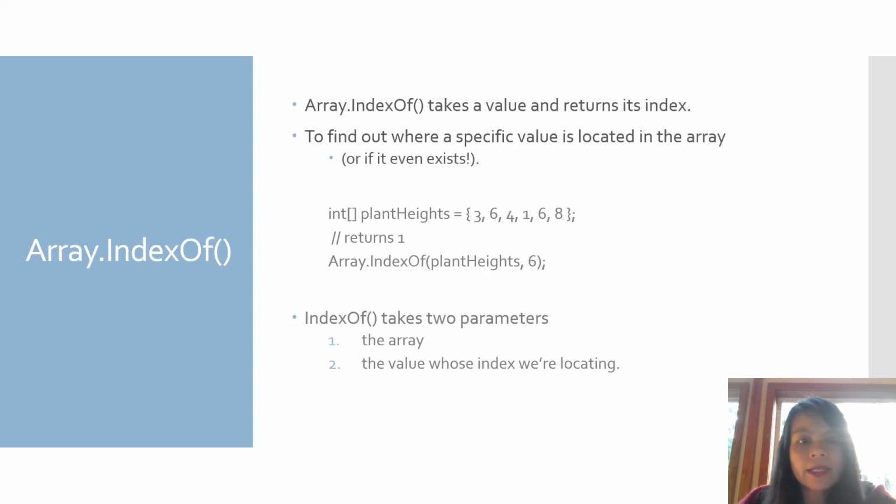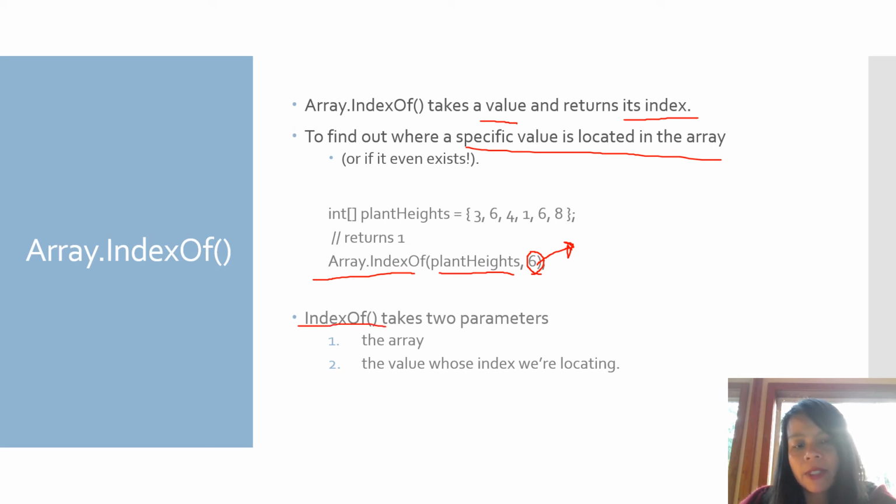The next is IndexOf. So Array.IndexOf takes a value and then returns its index, to find out where a specific value is located in an array. For example, if you want to find out where 6 is in that array, or if it even exists, you can go Array.IndexOf and then the array name and then the value that you're looking for.